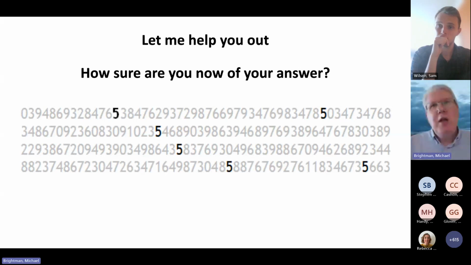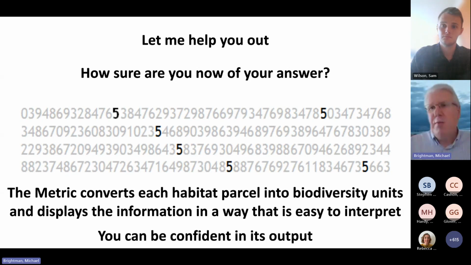And again, this time, thumbs up. Last time, I promise. How sure are you now of your answer? So if you can now clearly see and there are 6 number 5s, you're sure of that answer, thumbs up. And this is exactly what the metric does. It converts each habitat parcel into biodiversity units, and then importantly, displays that information in a way that is easy for us as humans to interpret. And therefore, because of that, we can be confident in its outputs.